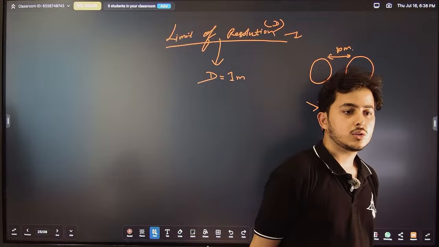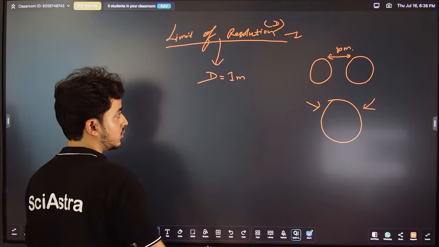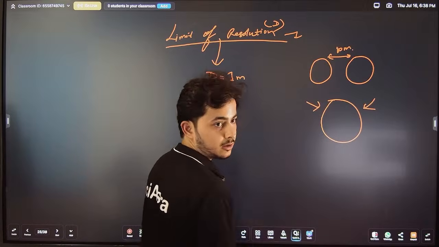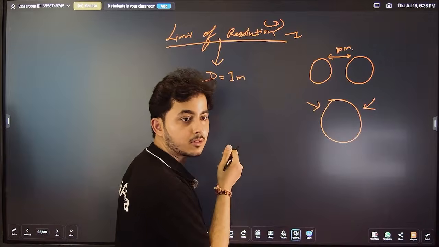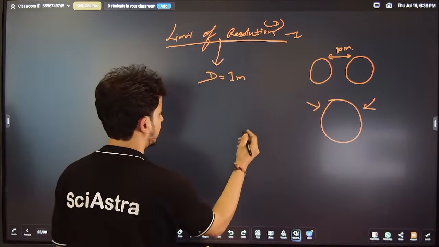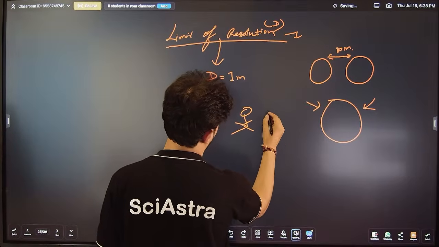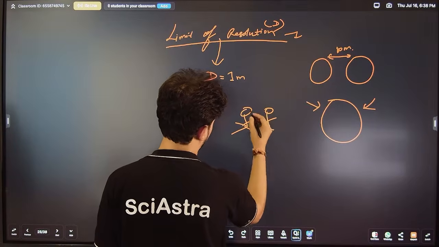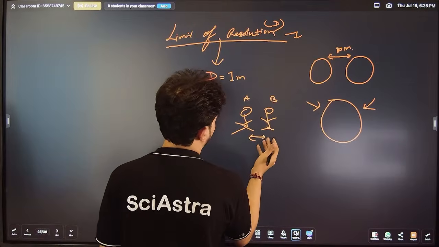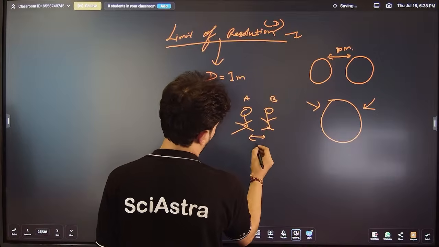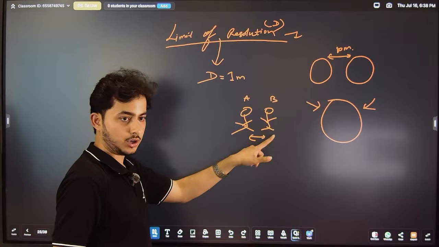Okay, so what you understand is in microscope, let's say there are two people. Very long names, no problem. If one is A, another is B, and if the minimum distance between you is 1 meter, then I can perceive A and B as different objects.